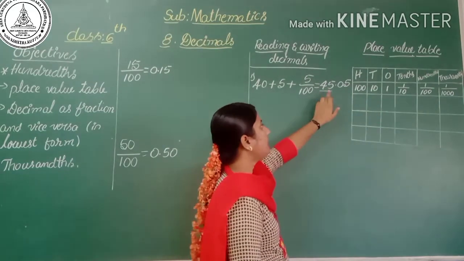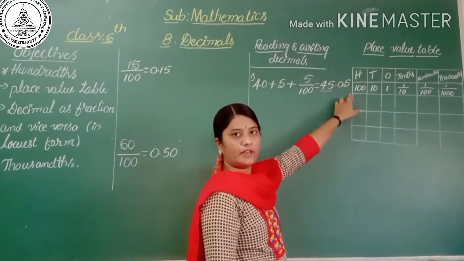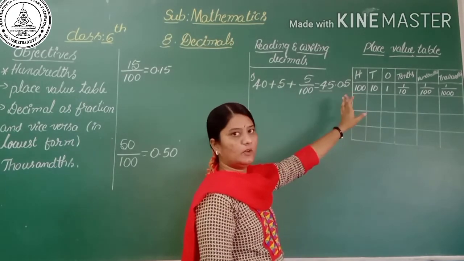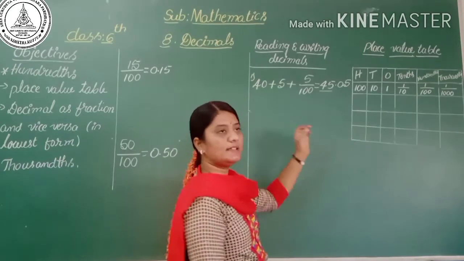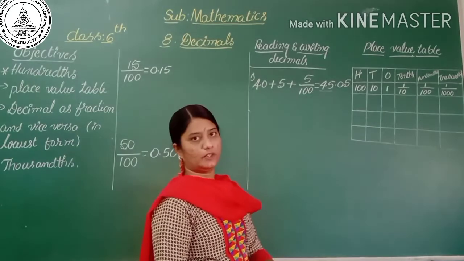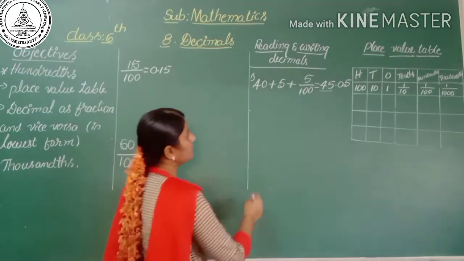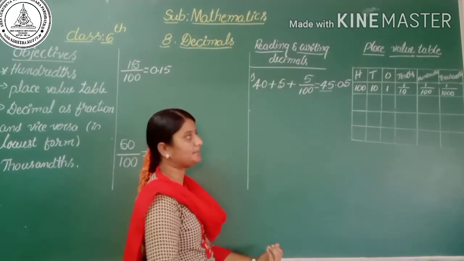Okay, now 45.05. We can't say 45.5. Okay, it is wrong. So we have to read it as 45.05. Okay, then let's see another example having the thousandths place.